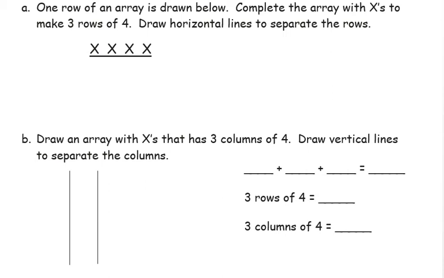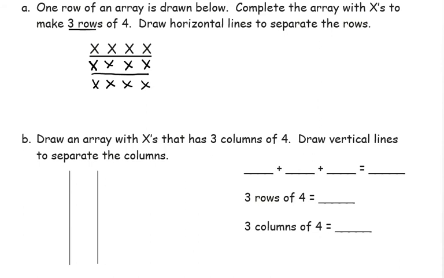Complete the array with X's to make 3 rows of 4, and we're to draw horizontal lines to separate the rows. We have one row of 4 X's drawn, so I'll draw another row beneath it. So that's 2 rows of X's, but we need 3 rows. So I'm going to draw one more row. And here we have 3 rows of 4.